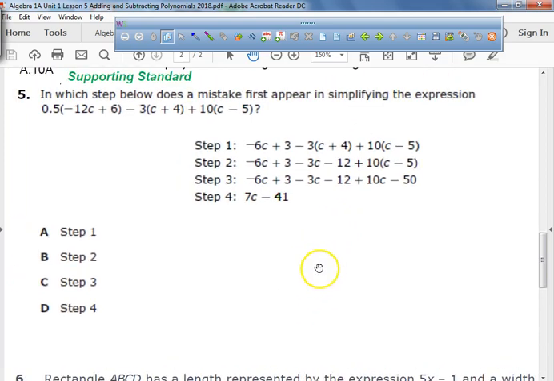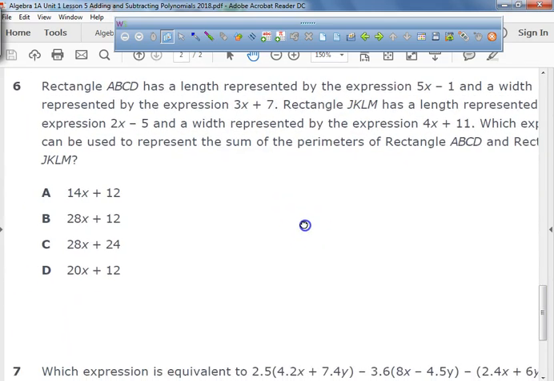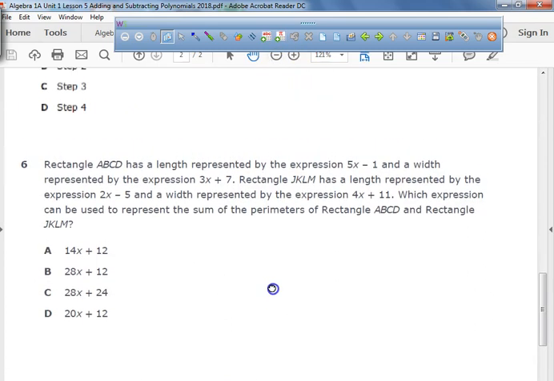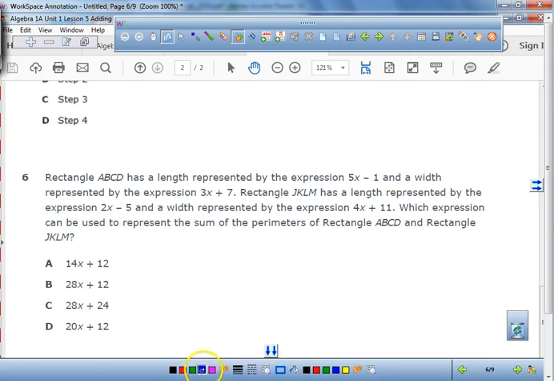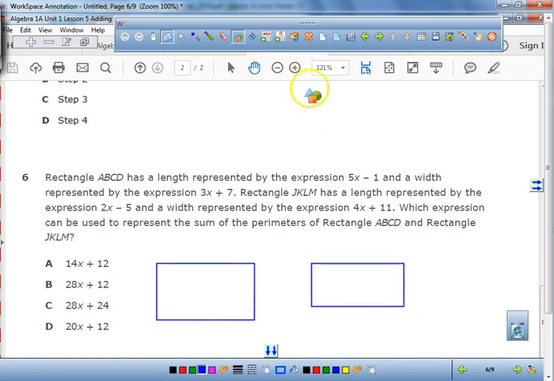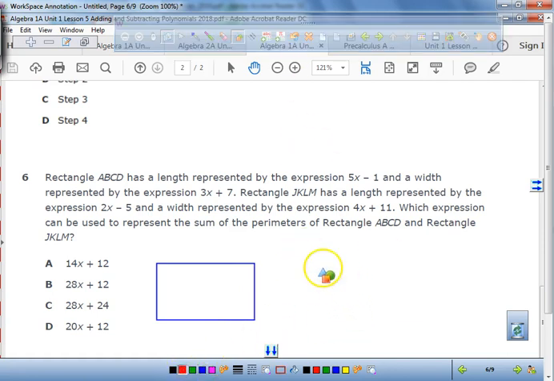Distribute and combine like terms. So there's 2 instructions that I want you guys to do. You're never going to guess what I'm going to say. Distribute and combine like terms. All right, so right now, I want you guys to draw a couple of rectangles right here on paper.